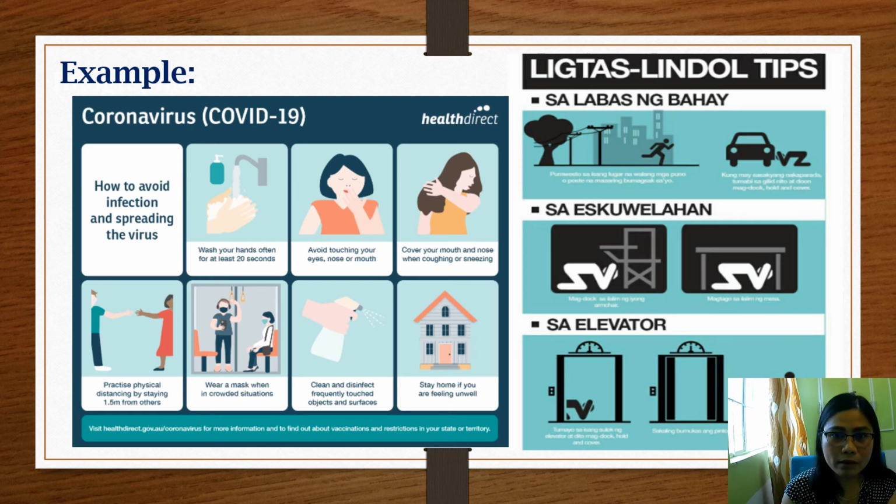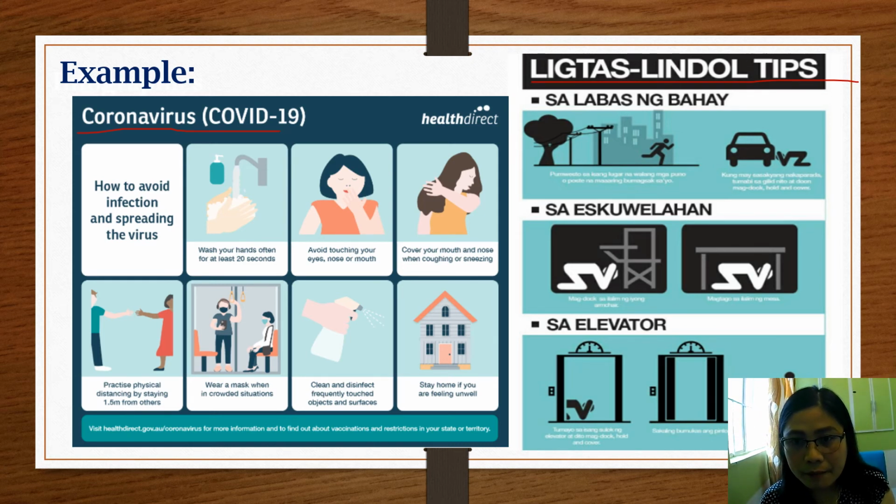So, example class. Ito yung po yung example ng infographics. Ito ay patungkol naman sa coronavirus. Ito naman ay patungkol sa lindol. So, kung makikita natin agad yan class, katulad nitong ligtas lindol tips. May mga images sa dyan, tapos onti lang yung text. Kasi mas madali nating matatandaan, mas madali talaga nating natatandaan ang mga bagay-bagay pag may kasama siyang image, kesa sa puro text yung nakikita natin.